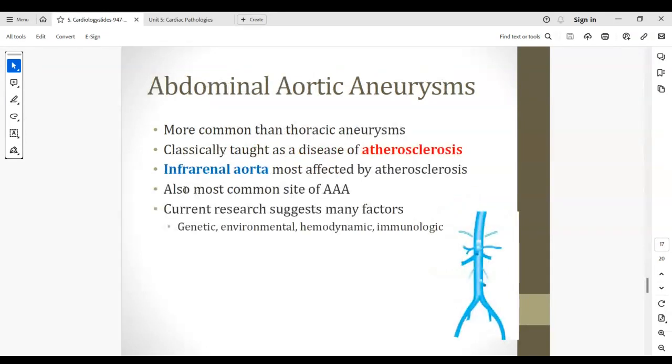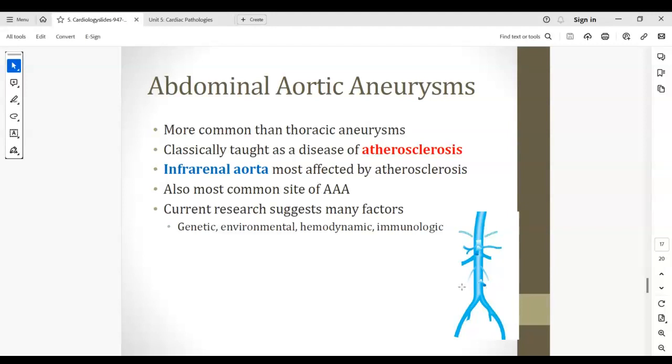Okay, so let's go to abdominal aortic aneurysm, or triple A. This is more common than thoracic aneurysm, and is classically taught as a disease of atherosclerosis. It is the infrarenal aorta that is most commonly affected by atherosclerosis. Almost, I mean, it is in the area below the renal artery and before the branching of the aorta. Also this is the most common site of abdominal aortic aneurysm.